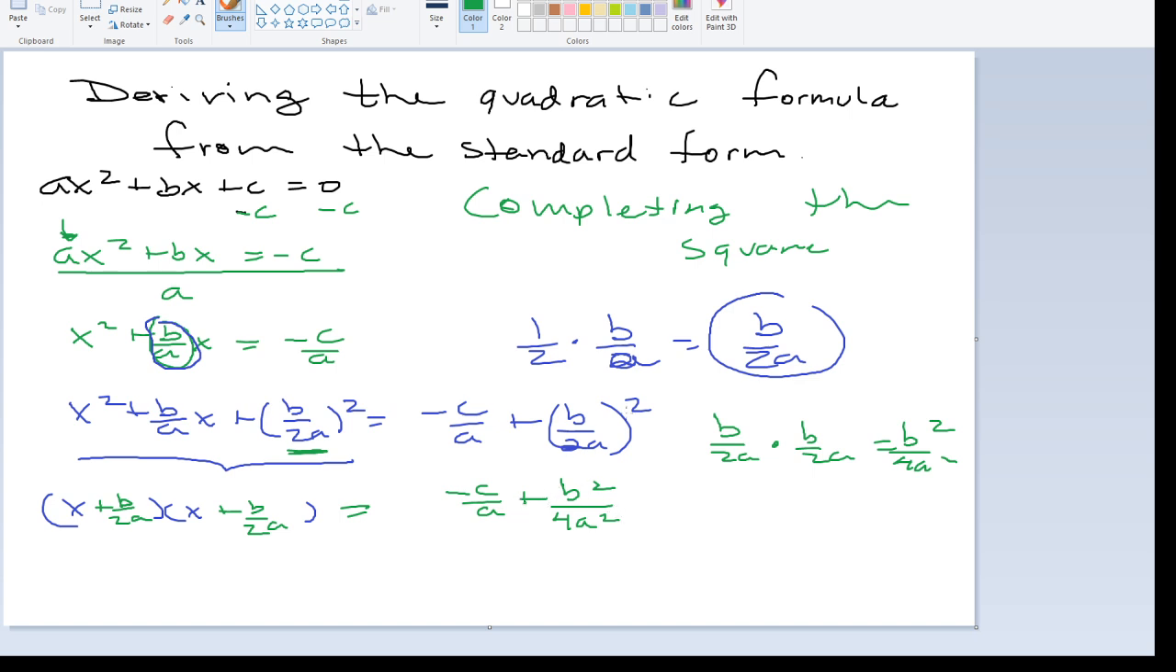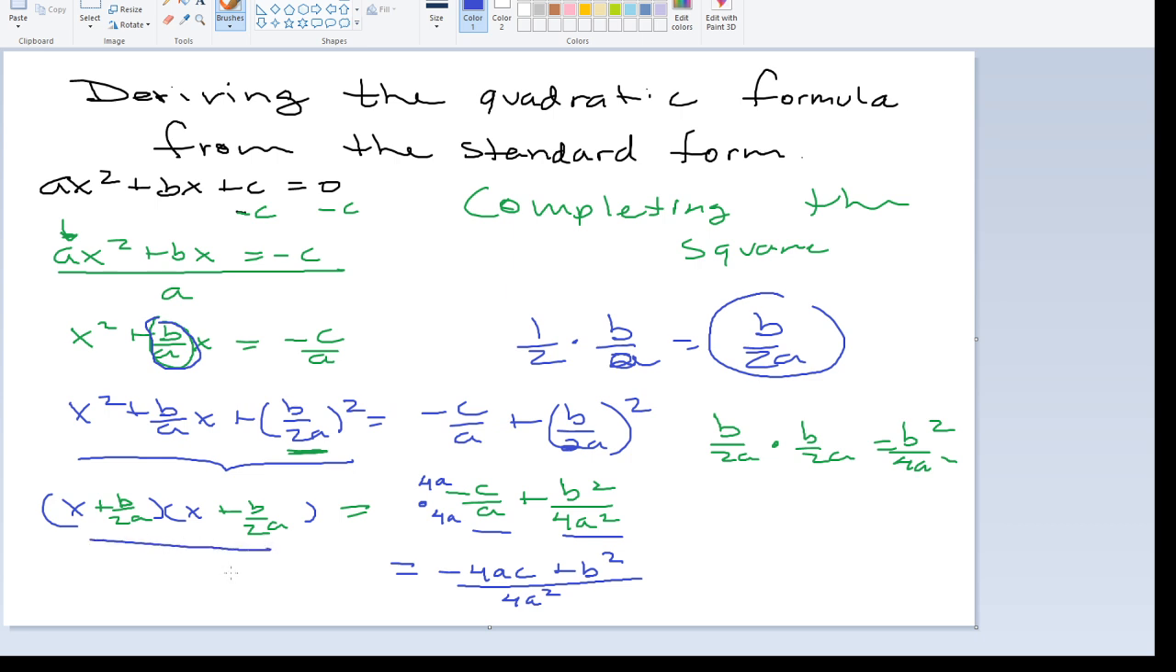Keep in mind this is a fraction, so when you add fractions, we need to have the common denominator. So between a and 4a squared, what is the common denominator? I would have to say it's 4a squared. So let's multiply this by 4a, multiply the numerator here also by 4a, and that's going to give us negative 4 times a times c plus b squared over, since it's the common denominator, 4a squared.